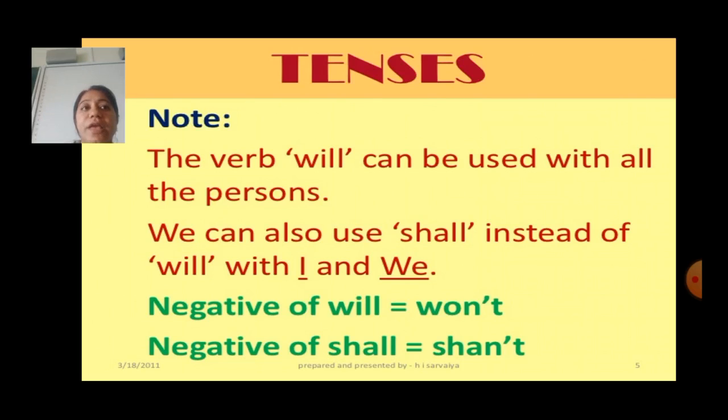The verb will can be used with all persons. We can also use shall instead of will with I and we. So children, we can use will with first person singular or plural, second person singular or plural, and third person singular or plural. But we can also use shall with I and we. Negative form of will is won't and negative form of shall is shan't.